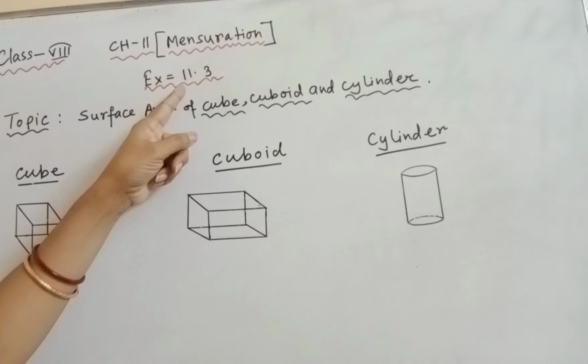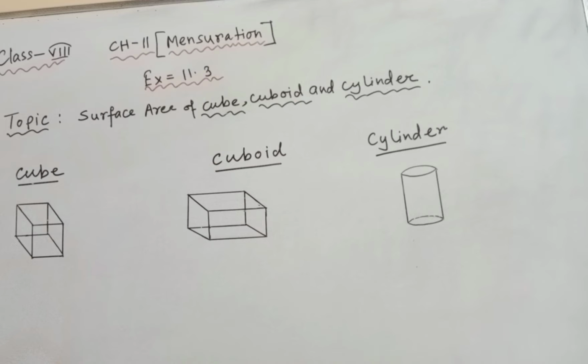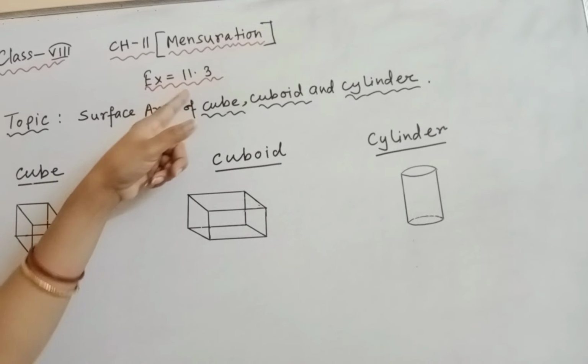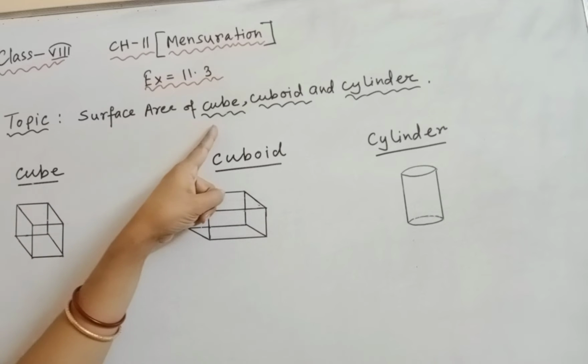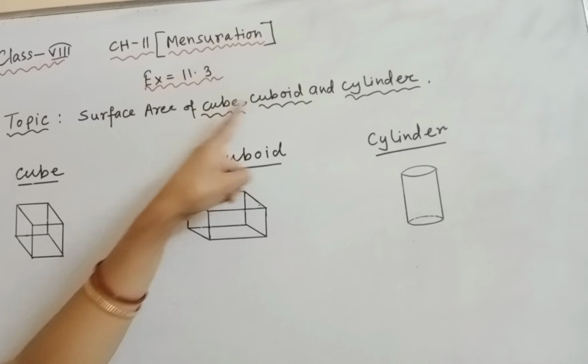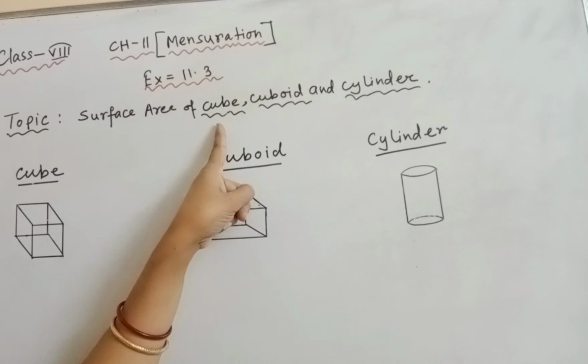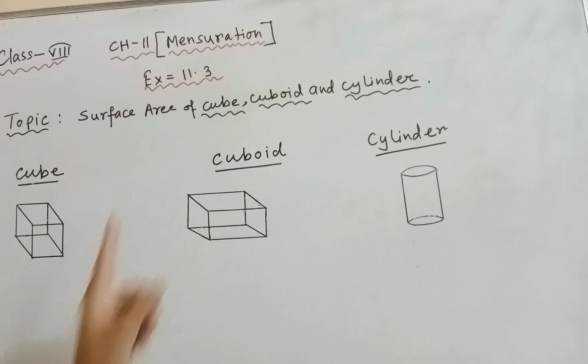Today we will do exercise 11.3 from chapter 11, mensuration. In this exercise our topic is surface area of cube, cuboid and cylinder. Cube, cuboid and cylinder, all these three figures are three-dimensional figures.